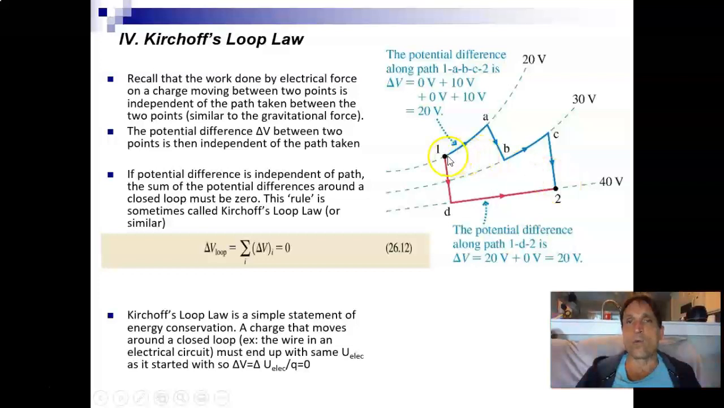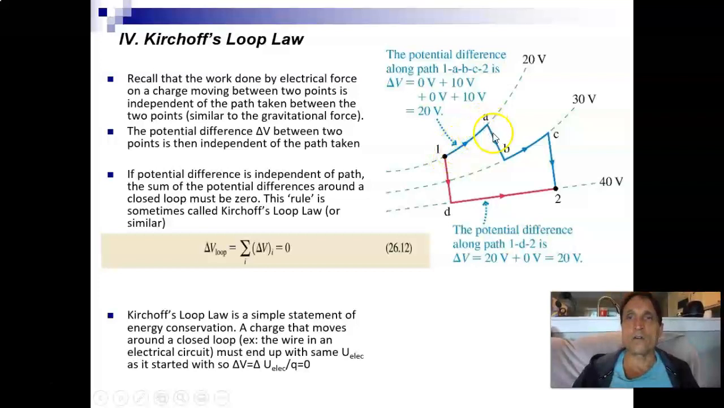Now remember that the negative of the work done per charge is the potential difference. And recall from earlier that the work done by the electric field is independent of path. So one example here, similar to gravity, is if you look at path 1. Suppose the charge rides this equipotential from point 1 to point A. Its potential difference is 0, right?